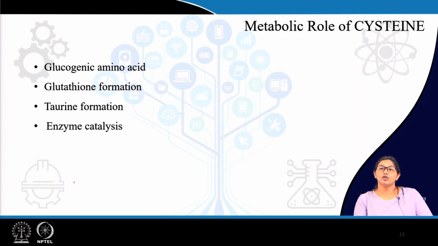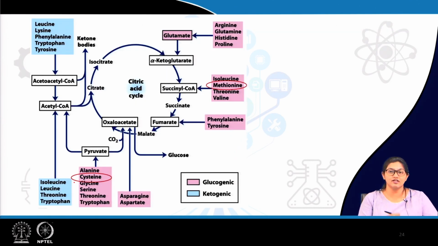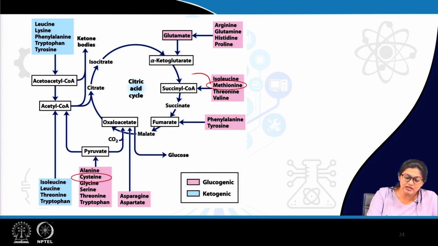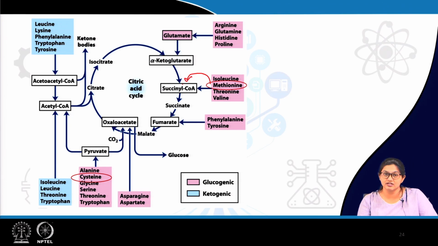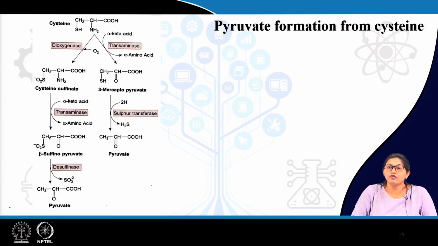So, we are coming to the metabolic role of cysteine. As we have already discussed, it is a glucogenic amino acid. Here you can see the very common chart we have continuously discussed throughout the session of amino acid metabolism, that methionine and cysteine can contribute to the TCA cycle. Methionine contributes to the TCA cycle via formation of succinyl coenzyme A, whereas cysteine forms pyruvate during its catabolism. Pyruvate can be formed from cysteine via two different series of reactions.